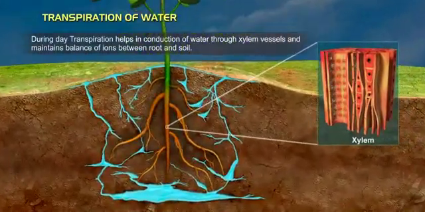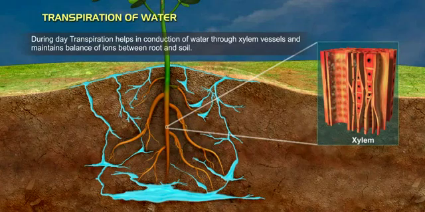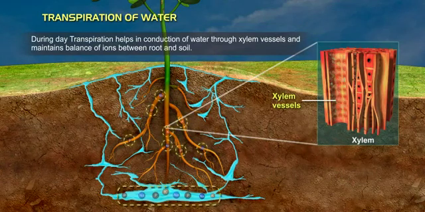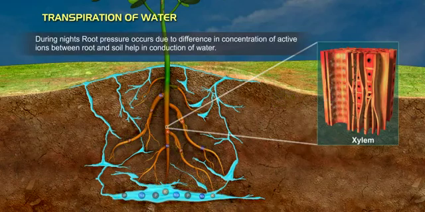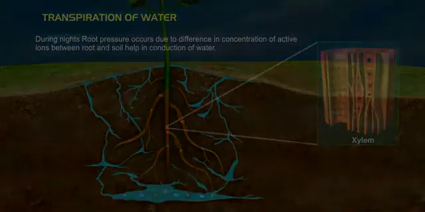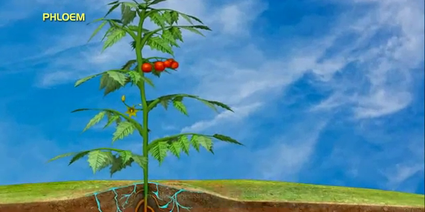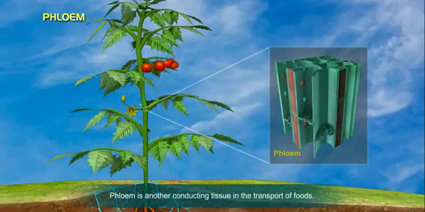During the day, transpiration helps in conduction of water through xylem vessels and maintains balance of ions between root and soil. During nights, root pressure occurs due to difference in concentration of active ions between root and soil, and helps in conduction of water. Phloem. Phloem is another conducting tissue, used in the transport of food.